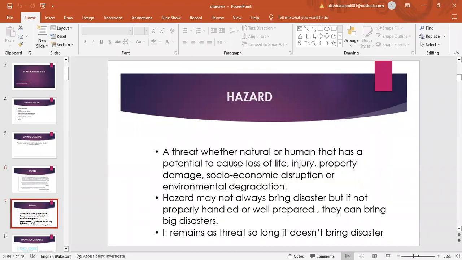A threat, whether natural or human, that has a potential to cause loss of life, injury, property damage, socio-economic disruption, or environmental degradation. Hazards may not always bring disaster, but if not properly handled or well prepared for, they can bring big disasters. It remains a threat so long as it doesn't bring disaster.